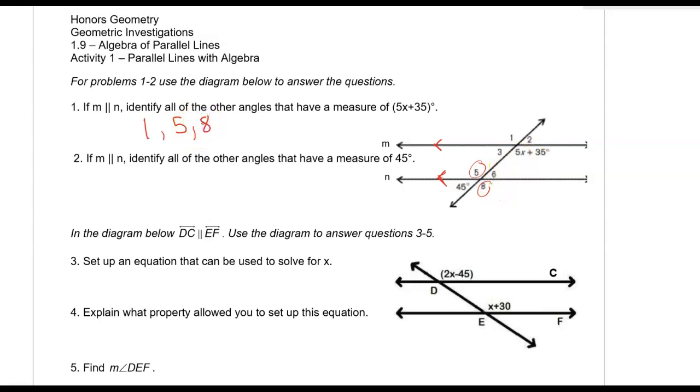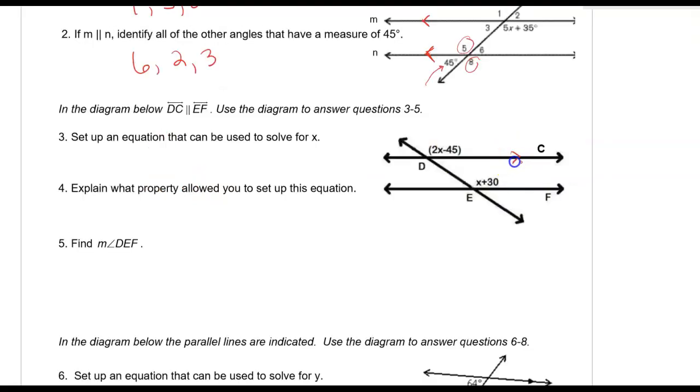Number 2, identify the other angles that have a measure of 45. We see the 45 in the bottom left corner. That's a vertical angle to angle 6, so they are congruent. 6 is corresponding to 2, so 2 is another 45-degree angle. And then 3 is alternate interior to 6, so that is another 45-degree angle.